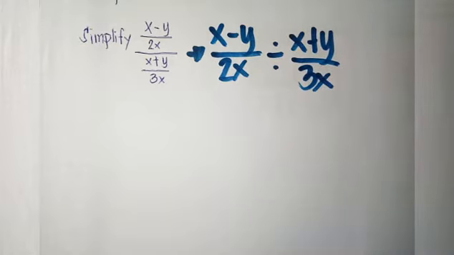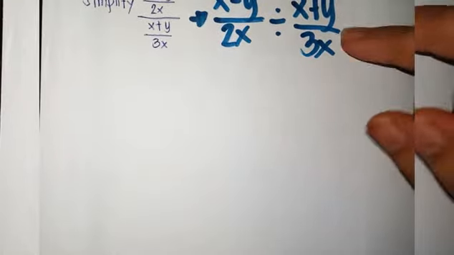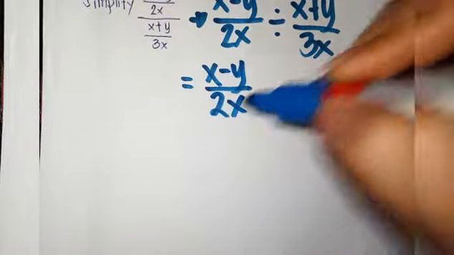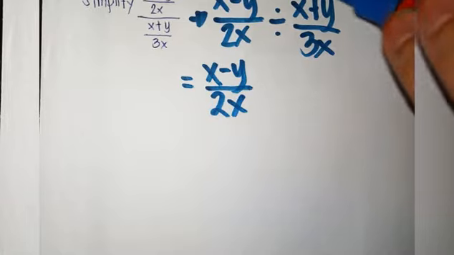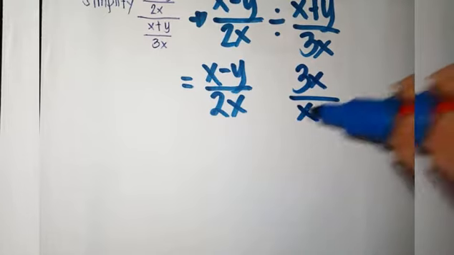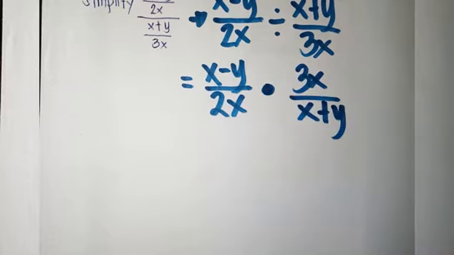So, sabi natin kanina sa method number 1, we will write the numerator as one fraction and the denominator as one fraction also. Then, multiply the numerator by the reciprocal of the denominator. So, kukunin muna natin yung reciprocal nito. We have x minus y all over 2x. Then, kukunin natin yung reciprocal or babaliktarin lang natin the denominator: we have 3x all over x plus y. Then, ito ay magiging multiplication na siya.